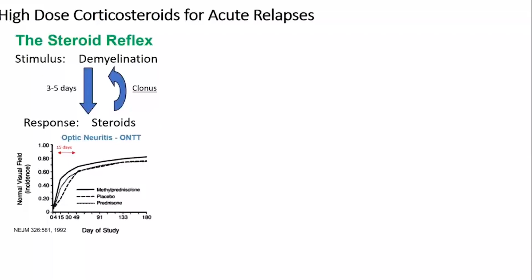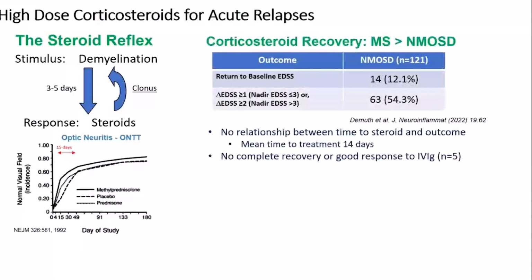And unfortunately, in neuromyelitis optica, what I'm showing you here is that it's pretty rare, despite steroid treatment, to return to baseline. 14%, so we got 12% if it's a very severe attack and we make sure that you return exactly to where you were. If we give you a break and say you're getting close to where you were, maybe it's about 15%.